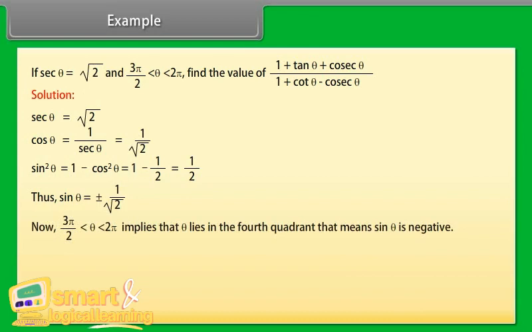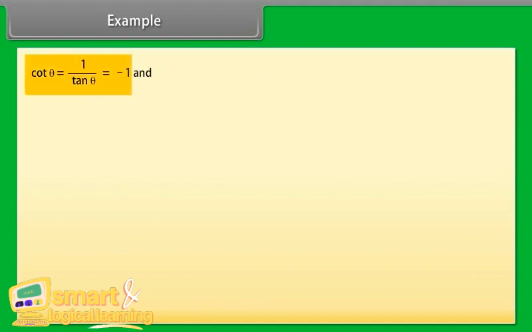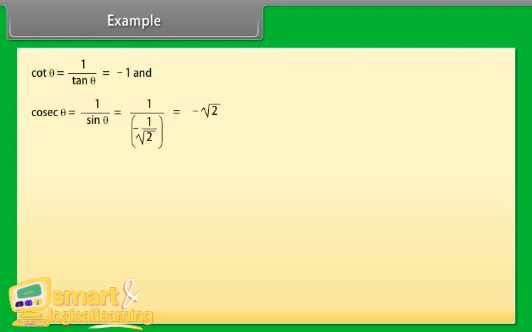Now, 3π/2 < θ < 2π implies that θ lies in the fourth quadrant. That means sin θ is negative. sin θ = −1/√2. tan θ = sin θ/cos θ = (−1/√2)/(1/√2) = −1. cot θ = 1/tan θ = −1, and cosec θ = 1/sin θ = 1/(−1/√2) = −√2.